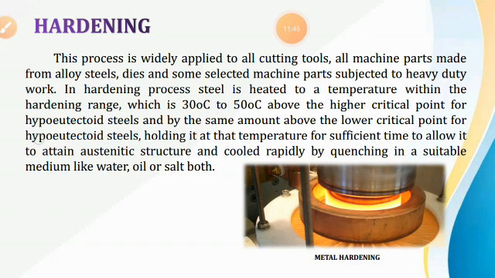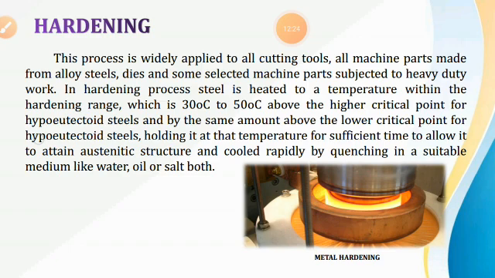In the hardening process, steel is heated to a temperature within the hardening range, which is 30 degrees Celsius to 50 degrees Celsius above the higher critical point for hypoeutectoid steels, and by the same amount above the lower critical point for hypereutectoid steels. It is held at the temperature for a sufficient time to attain an austenitic structure, and then cooled rapidly by quenching in a suitable medium like water, oil, or a salt bath.